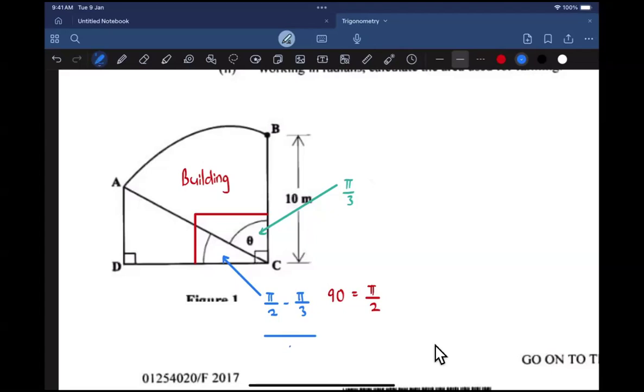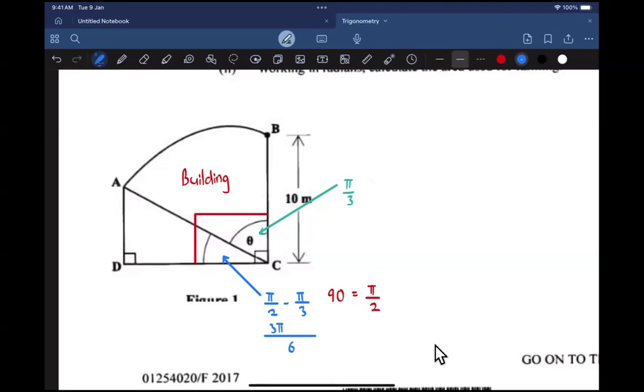Come on, quick. What's the LCM between 2 and 3? 6. Tell me what to do next. Pi by 2 over 6 or 3 pi by 3, I mean 3 pi theta. Pi! Oh my god, I don't know why I just mixed them up.